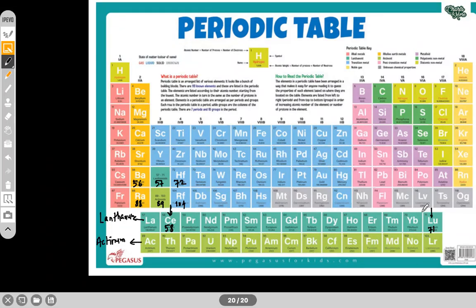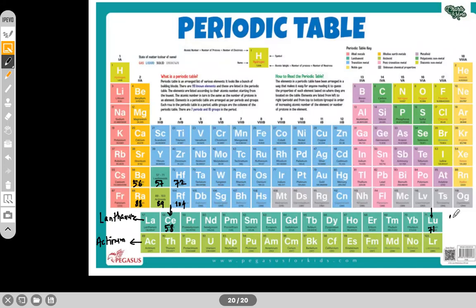Students are often confused that lanthanides start with lanthanum. No, lanthanum is not a part of the lanthanide series. The lanthanide series starts with cerium because the F subshell gets its first electron there, and goes up to lutetium.